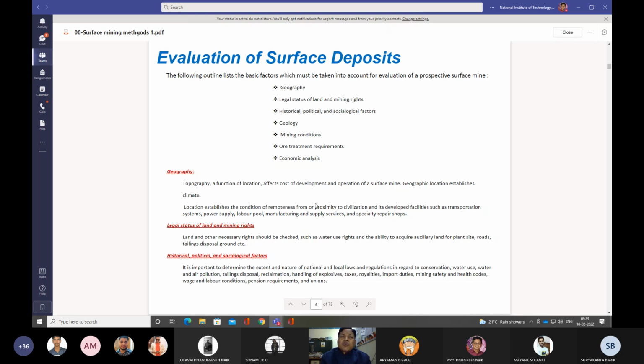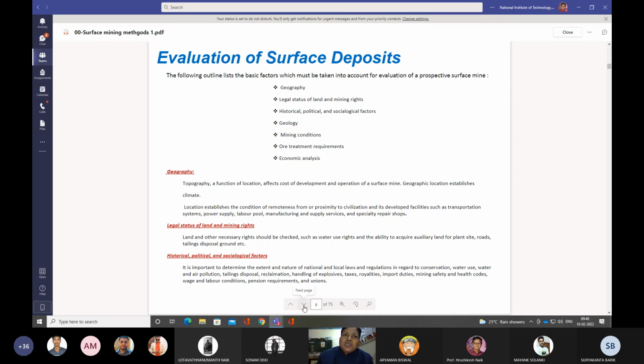Then the other most important factor is the geology of the area, the geology of the deposit. Then another factor is the mining conditions. Then there are the ore treatment requirements: whether the ore is to be mined, and after mining, the beneficiation, washing of the minerals, how it is to be carried out. And finally you have to analyze economically whether you are going to get profit or not. What is the mining cost? As I have told, there are direct costs and indirect costs. All this cost analysis is to be carried out to know the economic viability of the surface mining deposits. So these parameters are to be studied.